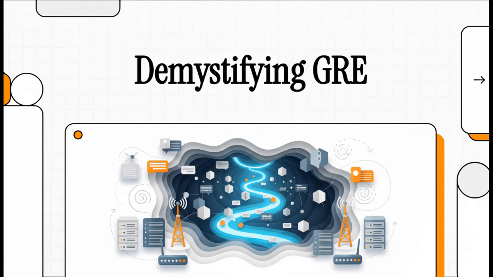Hey everyone, and welcome. Today we are diving into a piece of tech that's kind of like a private tunnel built right through the middle of the internet's public highway. It's called Generic Routing Encapsulation, or GRE for short. And it's one of those foundational protocols that just quietly makes so much of our modern networking actually work. So let's get into it.